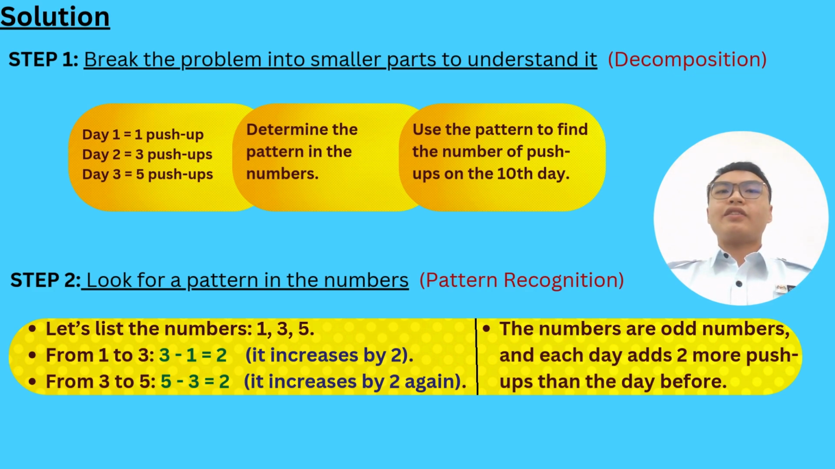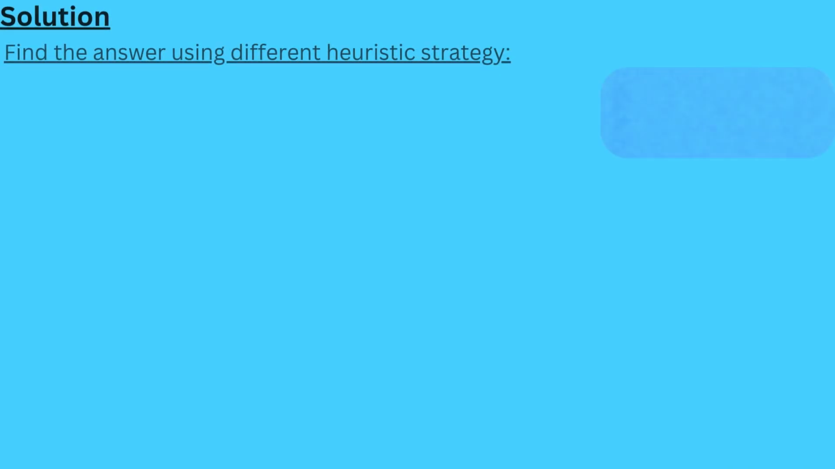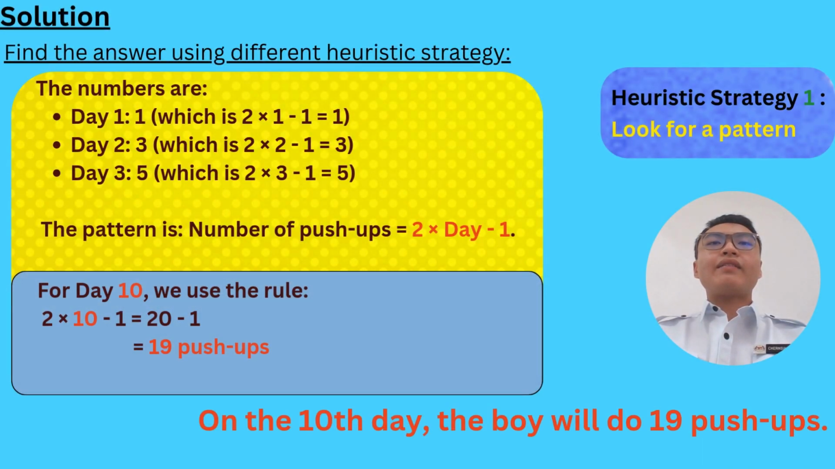After we do the decomposition, we look for a pattern in the numbers. We list down the numbers 1, 3, and 5. From 1 to 3, it increased by 2. From 3 to 5, it increased by 2 again. So the pattern is increased by 2. The numbers are odd numbers, and each day adds 2 more push-ups than the day before. Now we find the answer using different heuristic strategies.